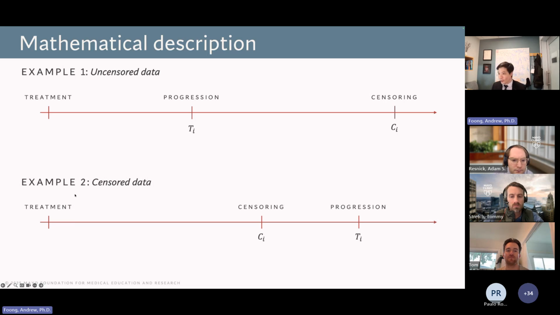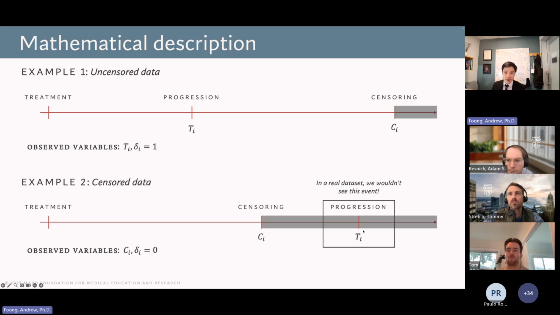Here's another example of a different patient. They have treatment again at time 0, but they get censored before their progression. So in this case, you don't actually witness progression. It's happening after they've dropped out. Now, you can visualize this by imagining there's like a gray rectangle after the censoring time. Everything after the censoring time is invisible to you. And in a real data set, you wouldn't see the progression at all. This is just a mathematical construct. In a real data set, obviously, you can't see progression if it happens after censoring. You can only know the progression if it happens before censoring.